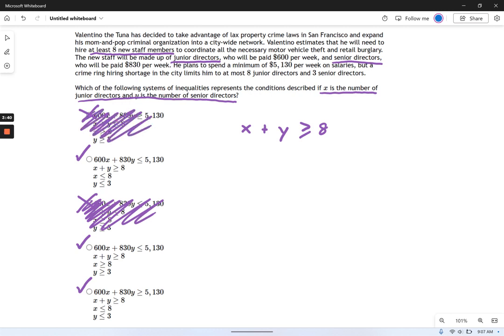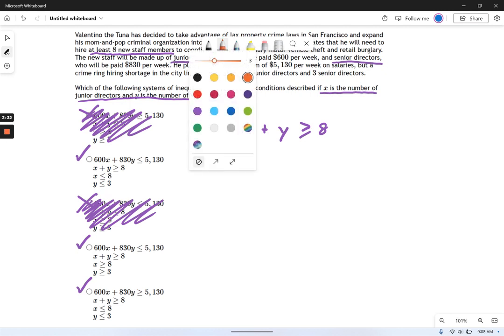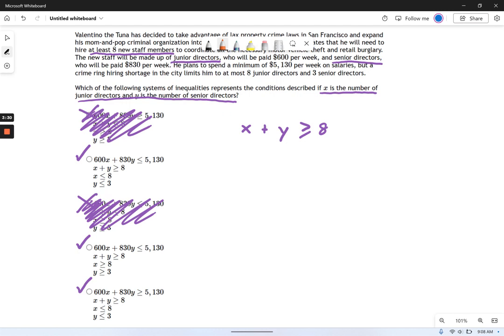Now we're going to have to go back to that paragraph right now and find some more words to use. So let's see what we have next. I'm going to use a different color to try to distinguish this because now we're kind of changing to a different thought. So what's next? Junior directors will be paid $600 per week. Senior directors will be paid $830 per week. And the spending is going to be a minimum of $5,130 per week.